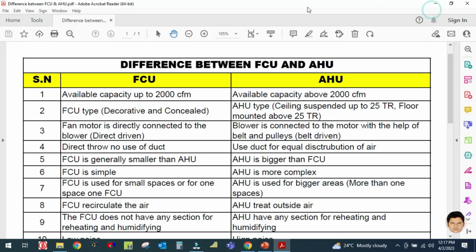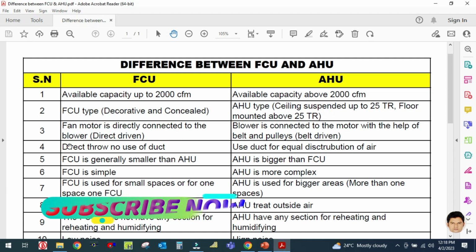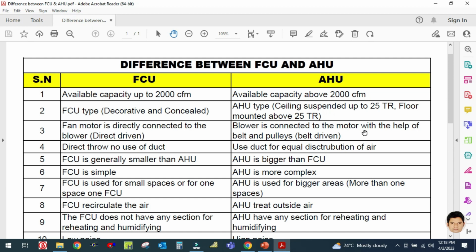So the next difference is the fan motor is directly connected to the blower, which is also called direct driven type. And in the AHU, the blower is connected to the motor with the help of belt and pulleys, so it's called belt drive. FCU is direct drive, and the AHU is belt drive.